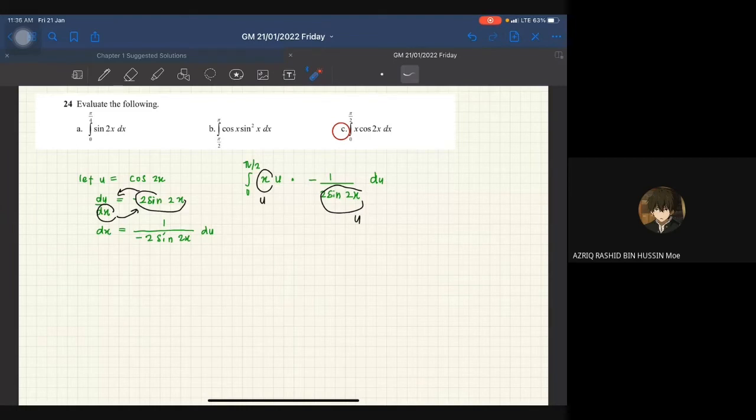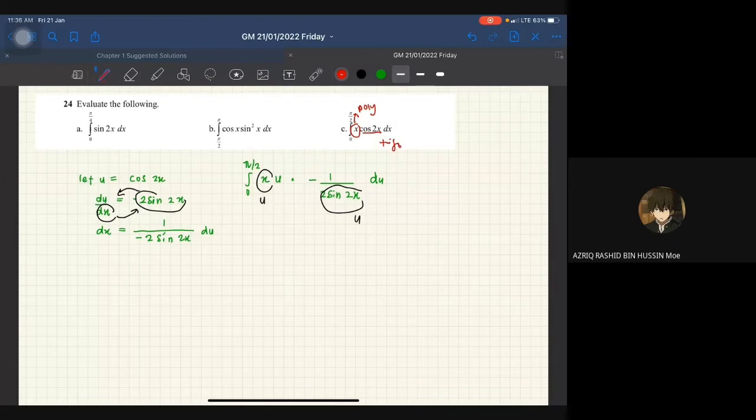Okay, so lagi satu kenapa kita kena guna by parts is sebab kat sini adalah polynomial. And this one is trig function. Okay, so this is polynomial. This one is trig. Okay, so memang kena guna by parts.